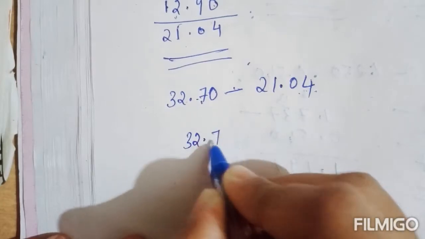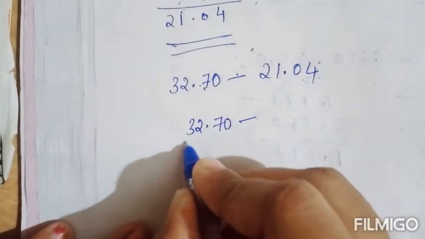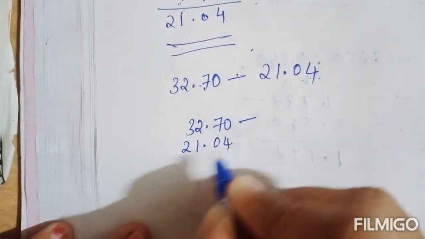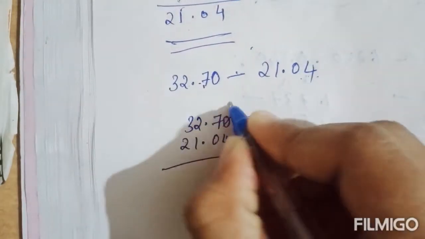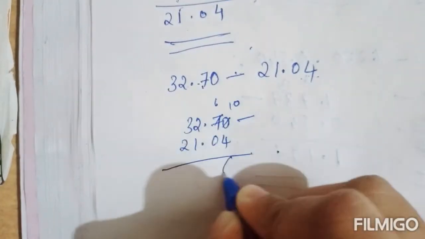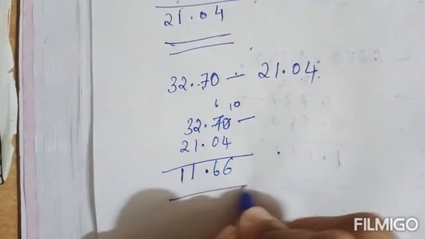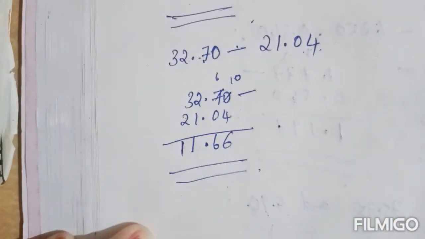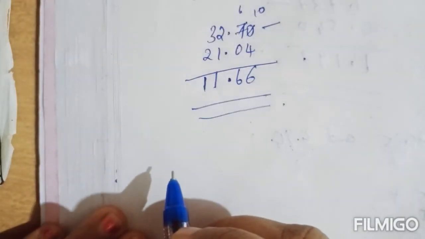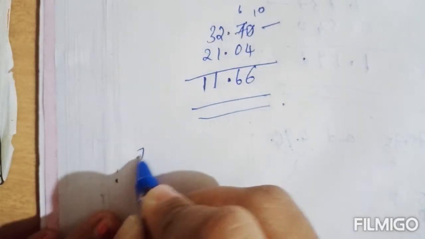From 32.70 you have to subtract 21.04. Okay, so here 10, here 6, 6.11. So 11.66 will be the final answer. Okay. Now 7th question.